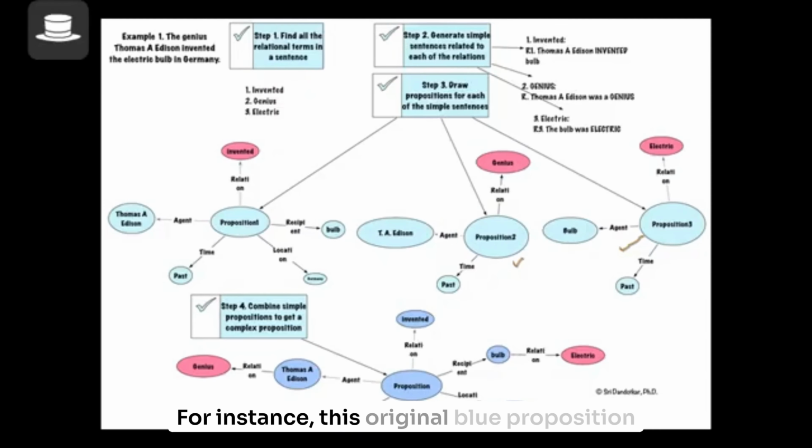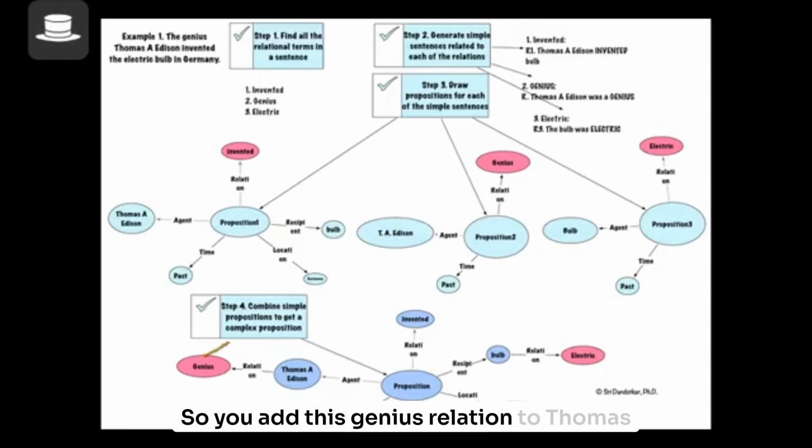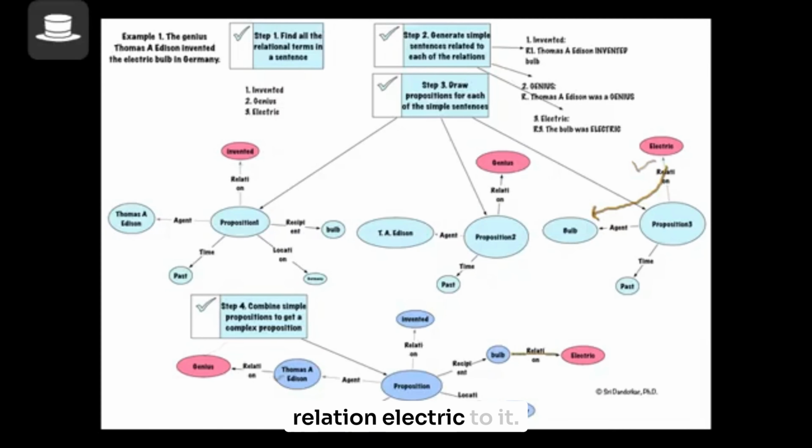For instance, this original blue proposition is proposition one. And proposition two has a relation of genius, which is basically related to Thomas Alva Edison as the agent. So you add this genius relation to Thomas Alva Edison. And similarly, the relation in the third proposition is electric, related to the agent bulb. So you need to find bulb, then add the relation electric to it.